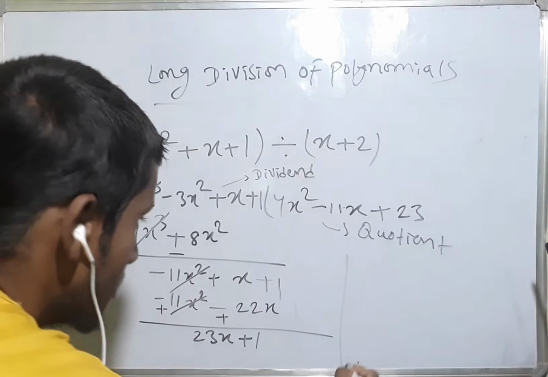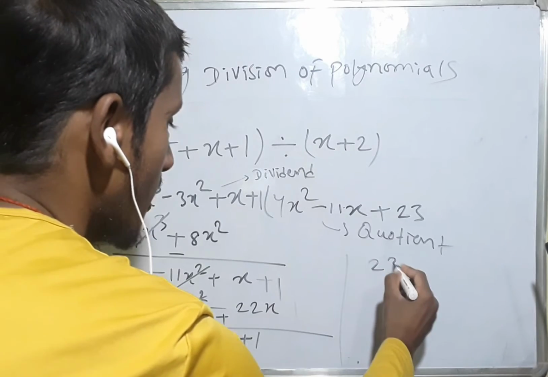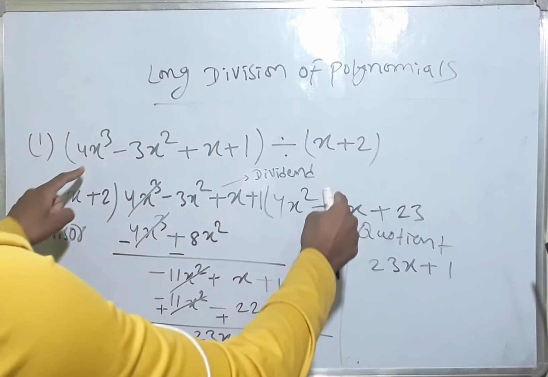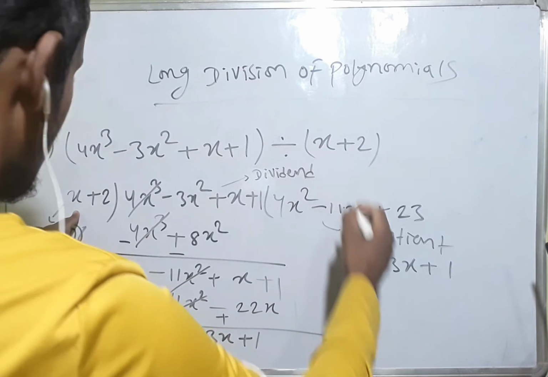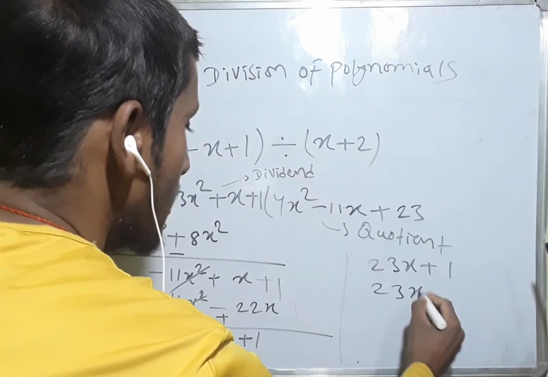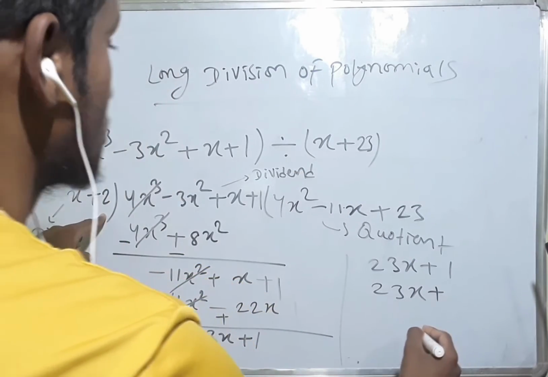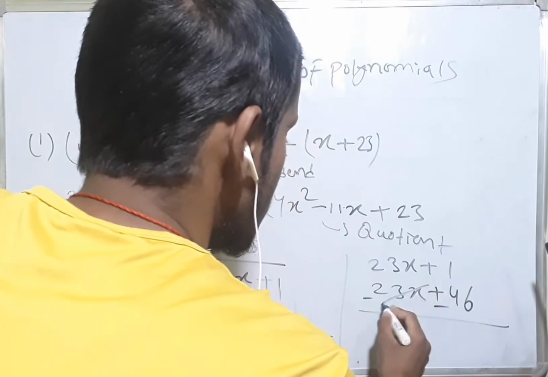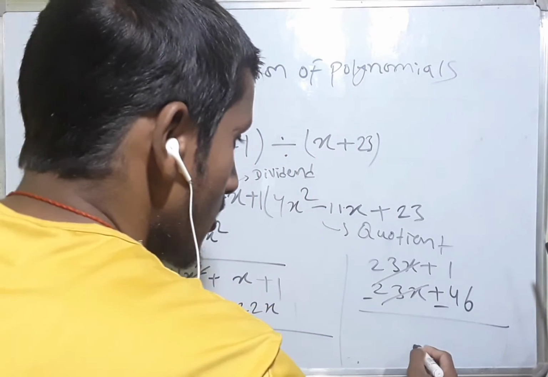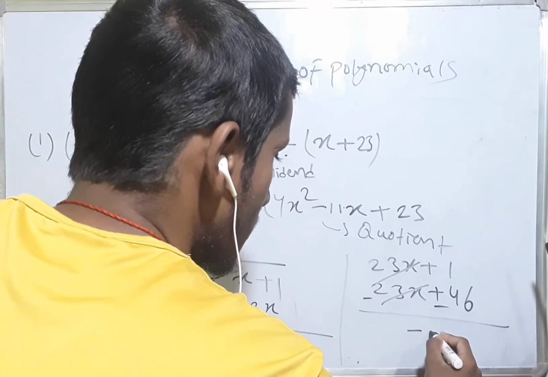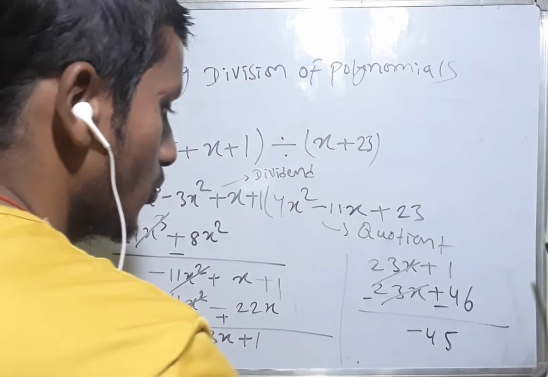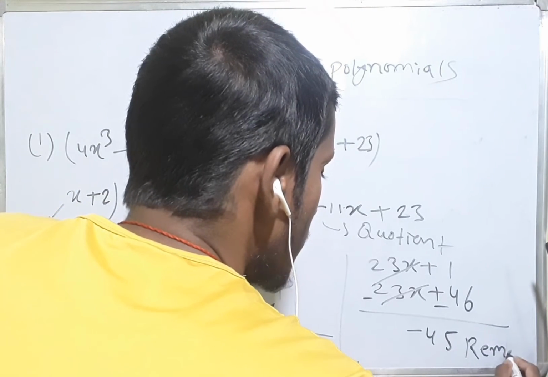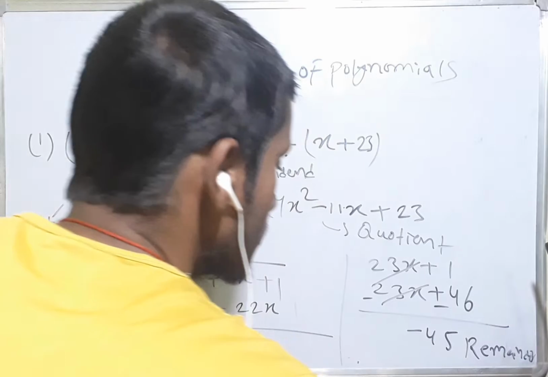Let's do it here, as we do not have the space. So 23x plus 1 is already there. You're multiplying this by this, so it gets you what? 23x plus 23 times 2 is what? 46, and then this should be minus. So this will cancel out, and 1 minus 46 is minus 45. This is what it is, and that's the remainder. This is basically the remainder.